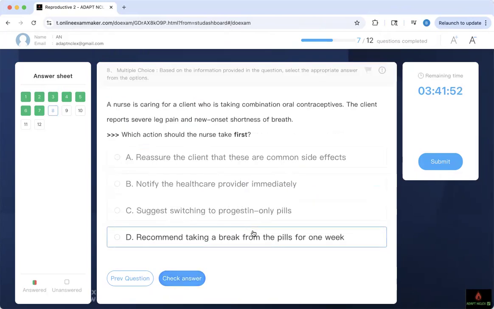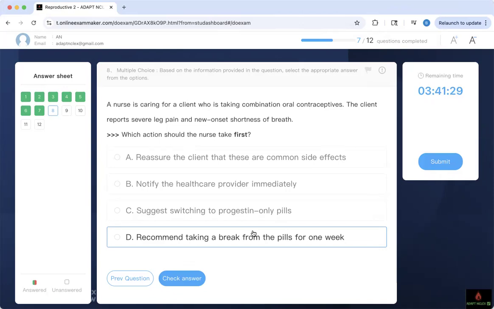And this is caring for a client who's taking combined oral contraception. We talk about ACHES, right? The client reports severe leg pain and new shortness of breath. This is your ACHES, right? Which action should the nurse take? Oral contraception. You have what? Leg pain, shortness of breath. That's ACHES, right? Bad thing has happened.